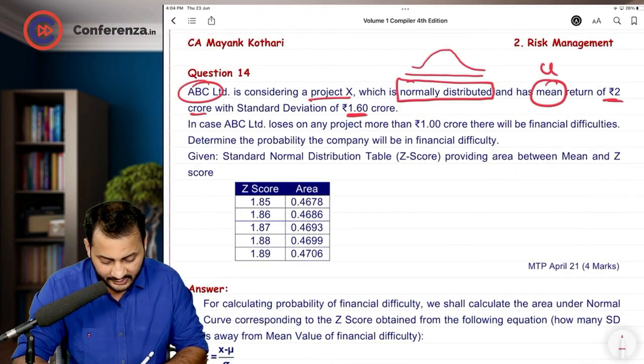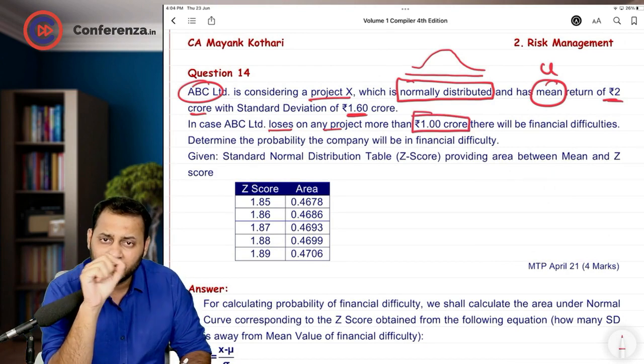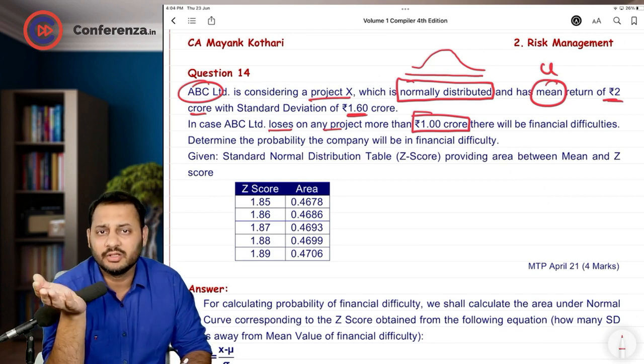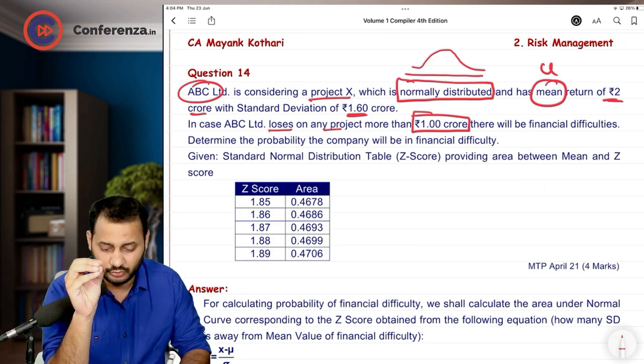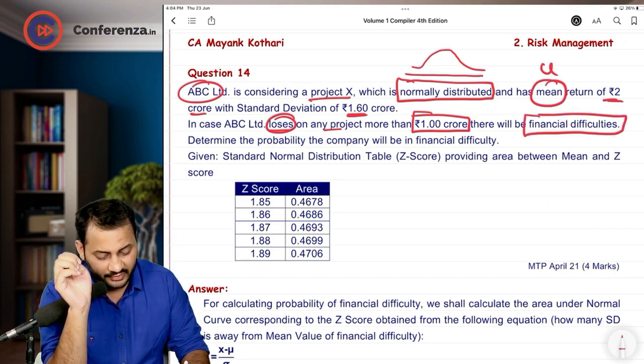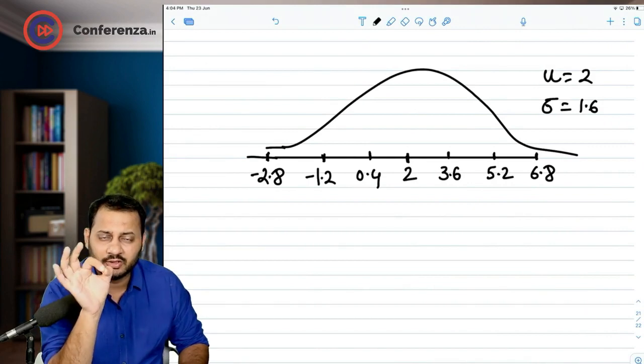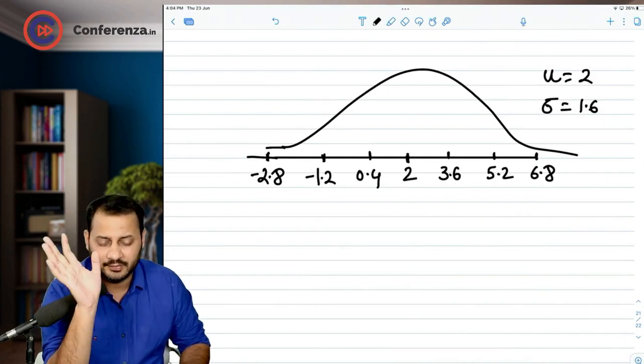Now, in case ABC Limited loses on any project more than 1 crore, it means that if the loss on any project is more than 1 crore, loses means loss, there will be financial difficulty. Now find out where do you think that 1 crore loss will lie.